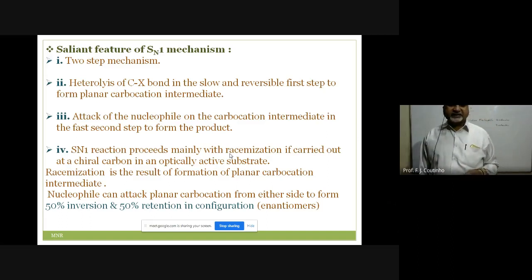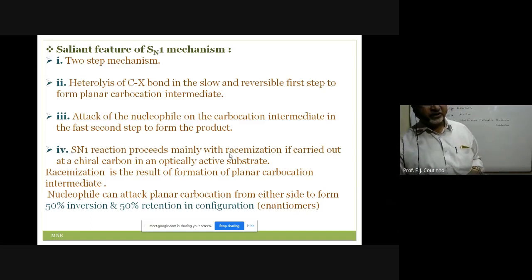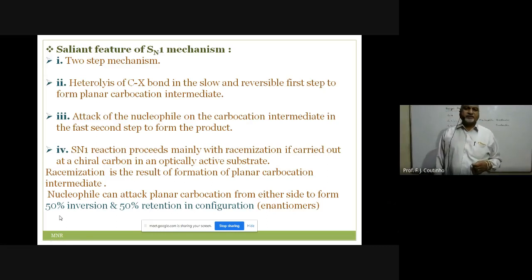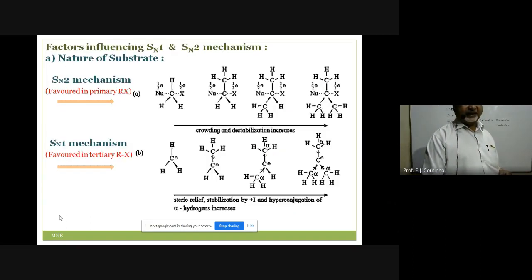And that's why we said these are enantiomers. Last time we learned what enantiomers are. Enantiomers are non-superimposable mirror images. Very important. So here in this SN1 reaction mechanism, we get a mixture of products where the configuration is 50% inversion and 50% retention, and they are nothing but enantiomers.